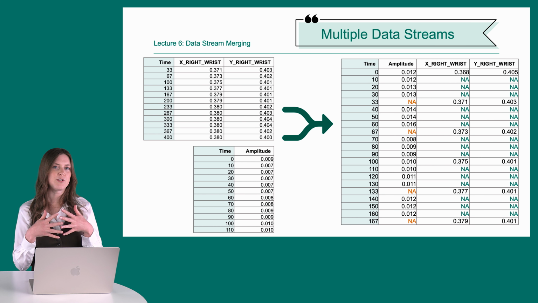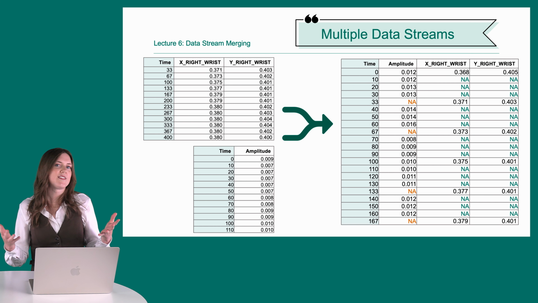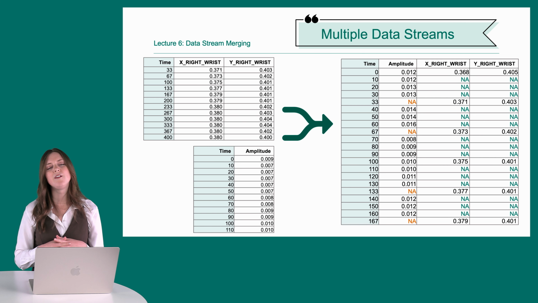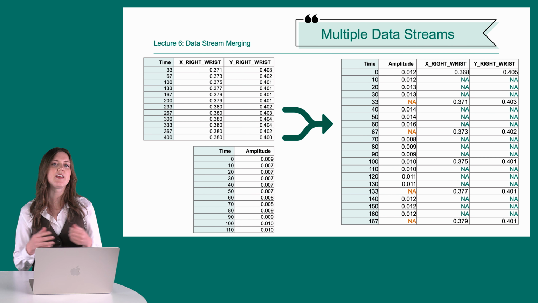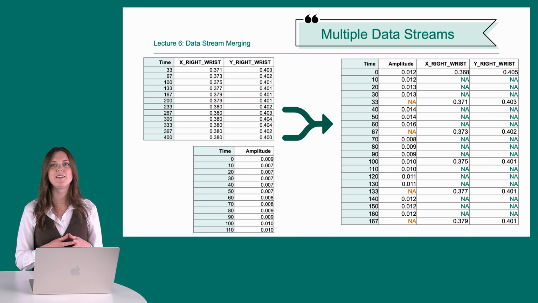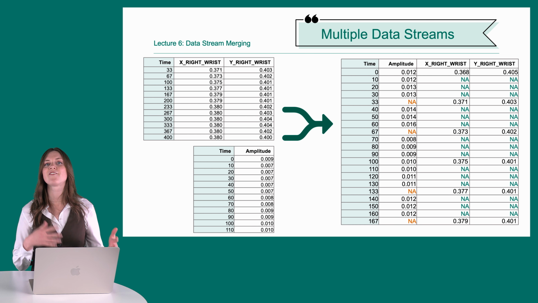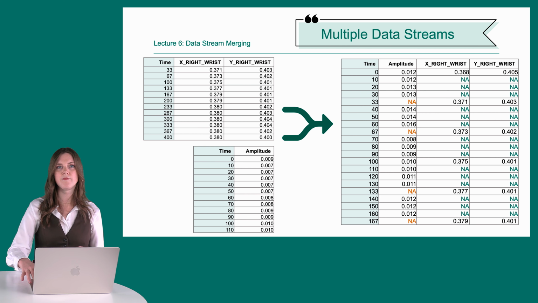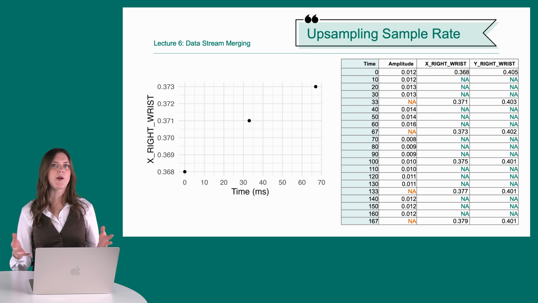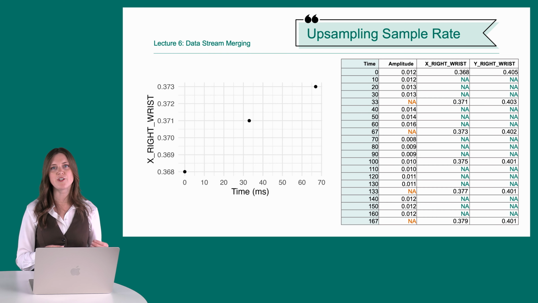If we merge these 2 time series together, we see that their times don't line up. For example, we don't know the position of the right wrist at 10 milliseconds, and similarly, we don't know the speech amplitude at 33 milliseconds. This means we end up with a lot of missing data, particularly in the motion tracking columns. To solve this problem, we can use linear interpolation to fill in the missing values.